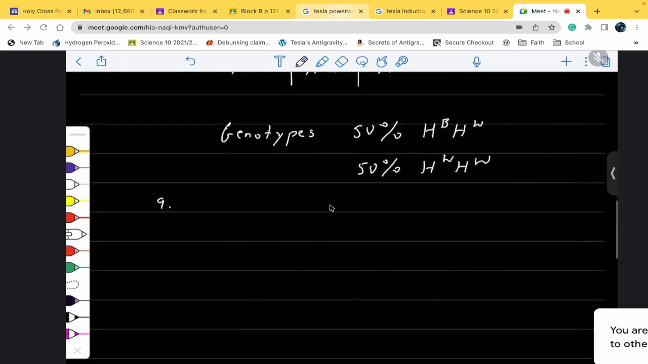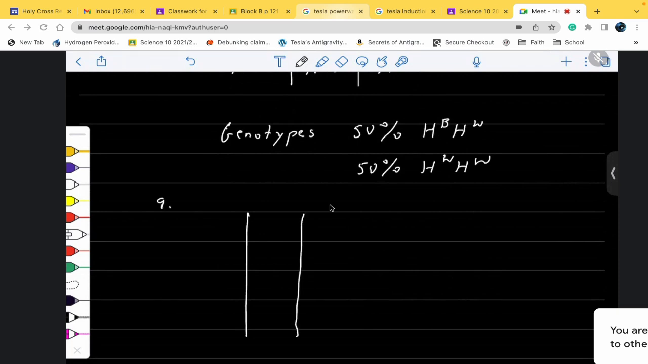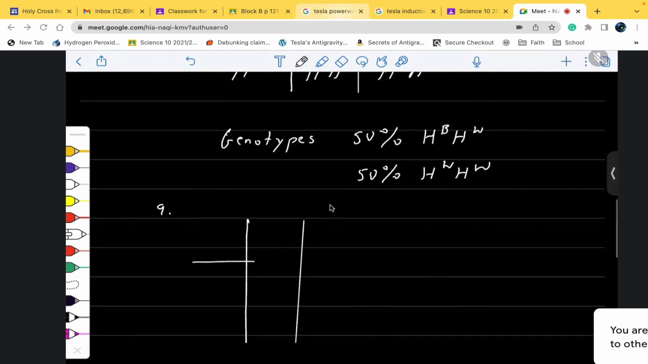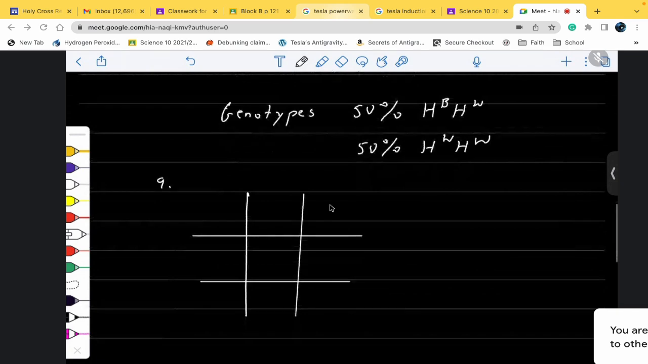Let's see if these work. This is trial and error. You may make some mistakes. These two should work, but again, it may require a little trial and error. So let's try this out. FR, FB, and FB, FB. Let's cross those.